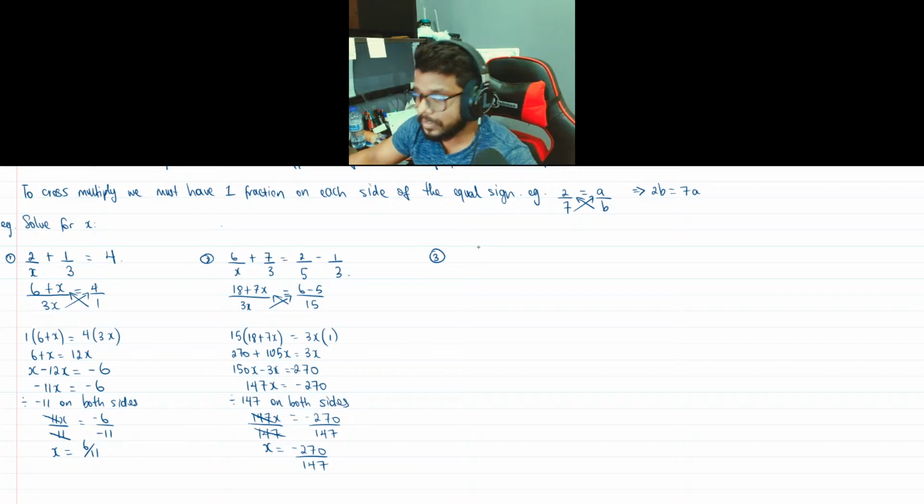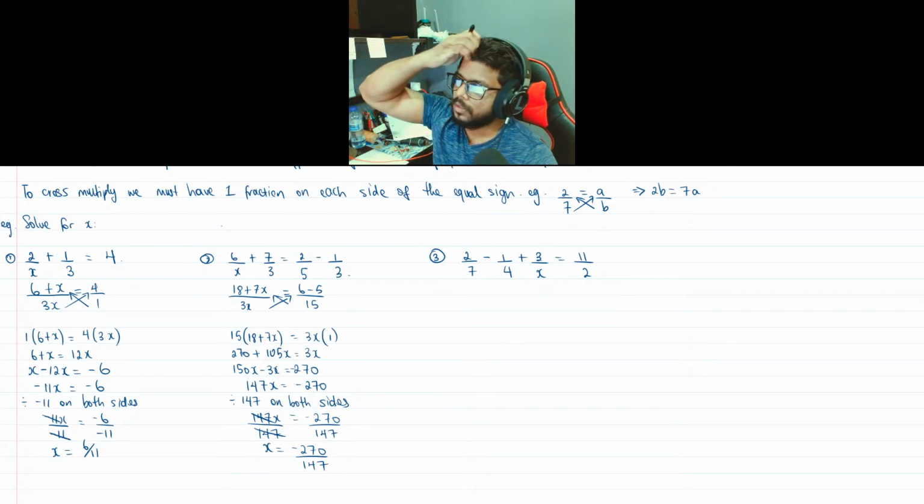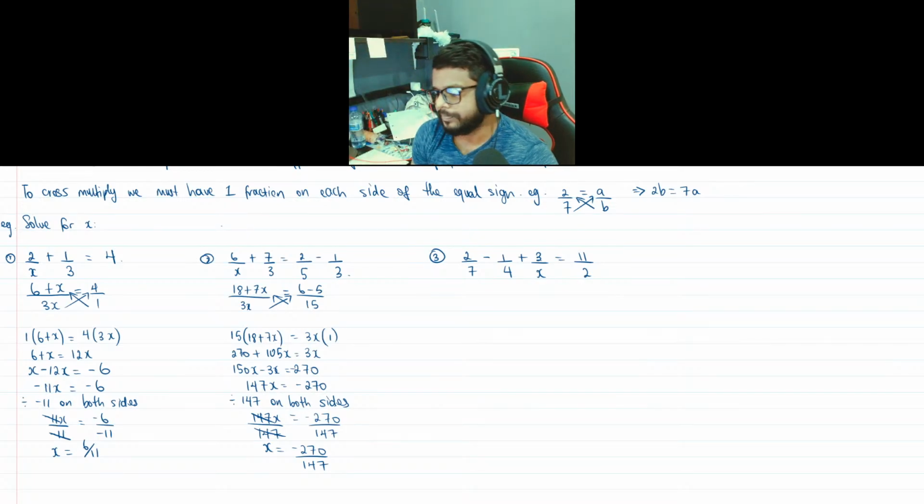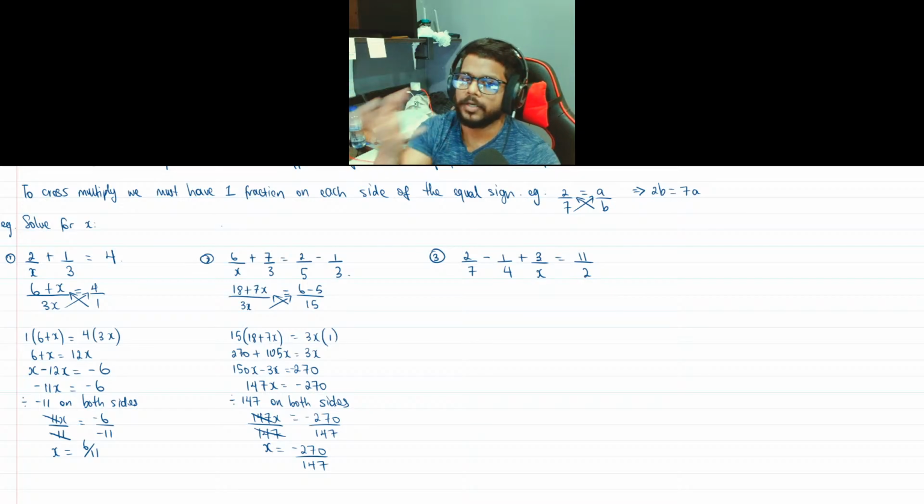Let me say, again, I'm solving for x, and I have 2 over 7 minus a quarter plus 3 over x is equal to 11 over 2. Now, first thing I notice again, x on the denominator. No problem. I want x on the numerator. I have to cross multiply.